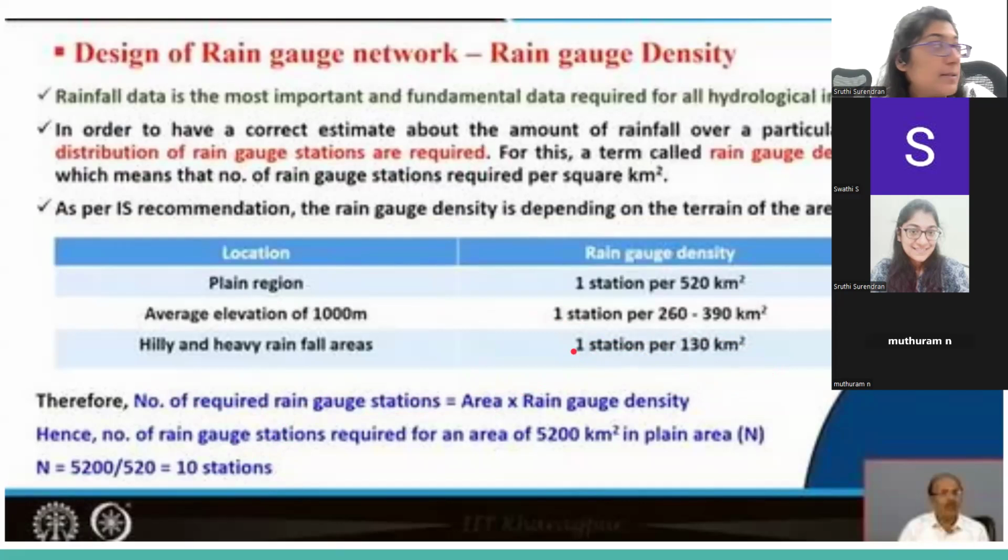So if a question comes saying we have been given a plain region with an area of 520 kilometers square, how many rain gauge stations are required in such an area? Then you will divide the total area given by this value, 520, 260 or 130, based on the area that is provided, and then find the number of rain gauge stations. You can take a note of this point on the slide.